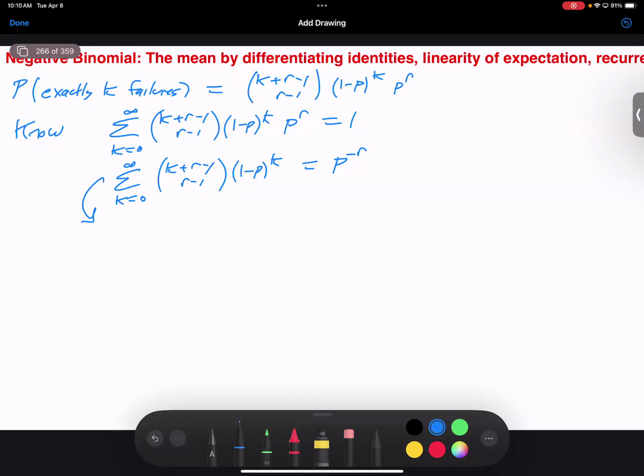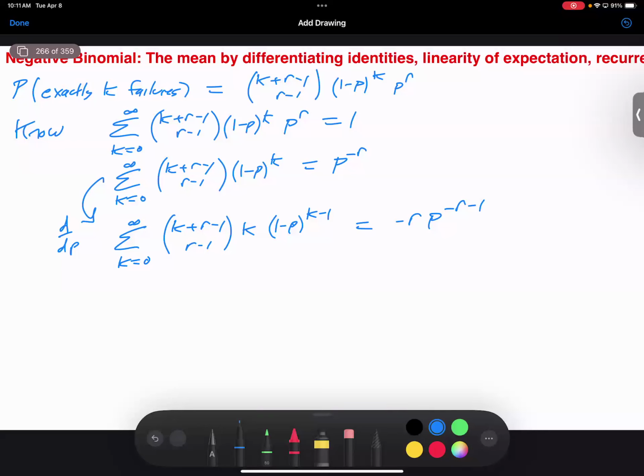So we have to worry about what level things are going to be at. So I'm going to initially take the derivative with respect to p. I won't worry about justifying interchanging the sum and the derivative. So I'm going to get the sum, k goes from 0 to infinity, of (k+r-1 choose r-1). A k is going to come down, which is great. And I'm going to get a (1-p)^(k-1) equals -r p^(-r-1). This is kind of looking good.